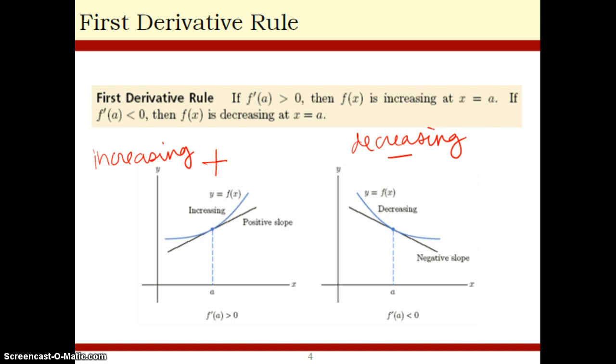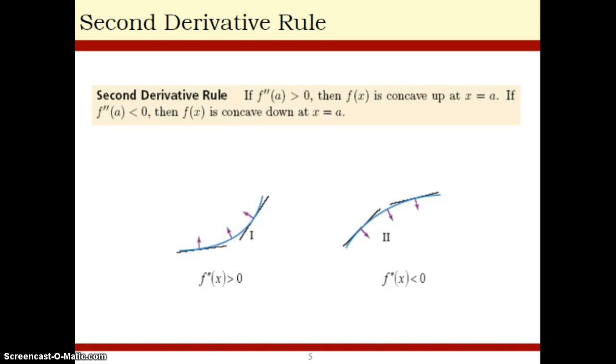Okay, which brings us to the second derivative rule. Second derivative rule is the same idea. Again, first thing you have to do is take the second derivative. You know, the second derivative is just the derivative of the first derivative. If that second derivative is positive, then your function is concave up.